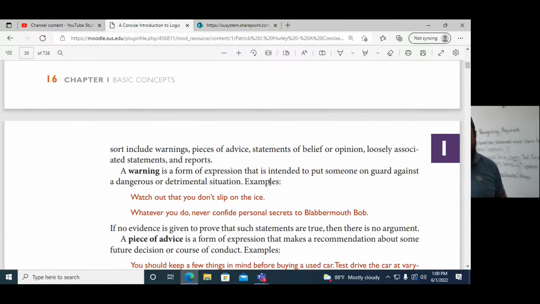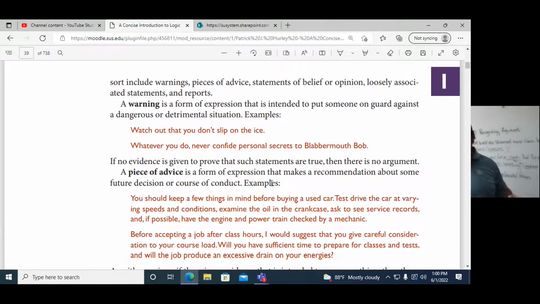So a warning is a form of expression that's intended to put someone on guard against a dangerous or detrimental situation, right? Now, usually in the in-person class, I will do my impression of Arnold Schwarzenegger from Kindergarten Cop. Arnold Schwarzenegger in every 80s and 90s action movie goes, "Get down! Come with me if you want to live." So when he says in Terminator 2, "Come with me if you want to live," he's not giving an argument.